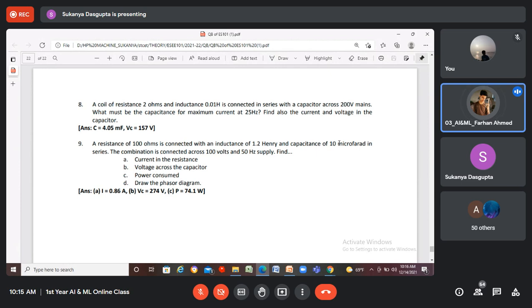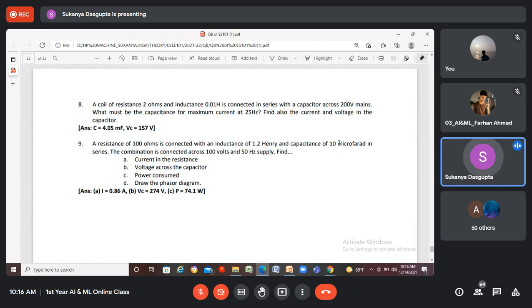Resonance frequency, ma'am. Resonance frequency. Yes, you are absolutely correct. Who is this? What is your name? Farhan Ahmad, ma'am. Farhan. Okay, you are right, Farhan. So maximum current at 25 hertz means that the resonant frequency is 25 hertz. Okay, and we're talking about maximum current.